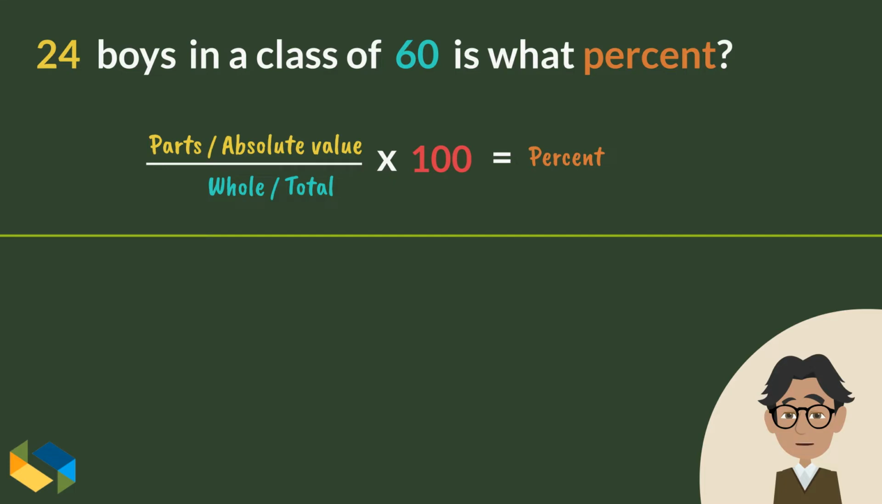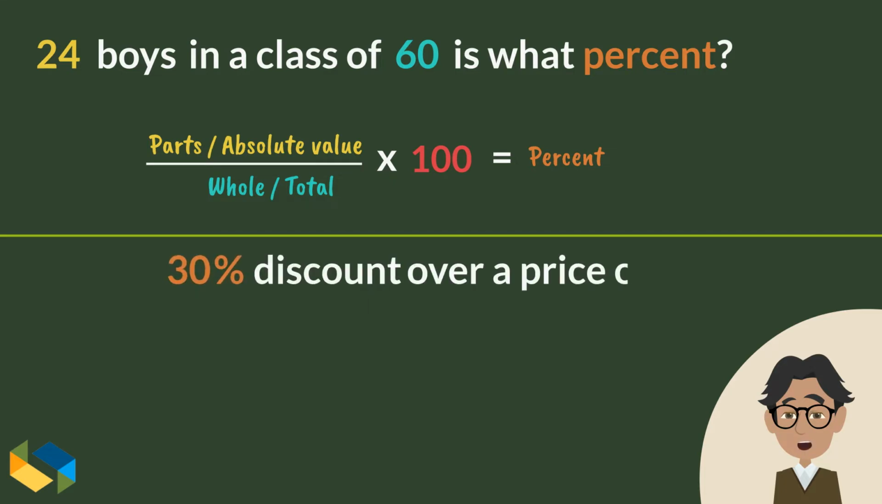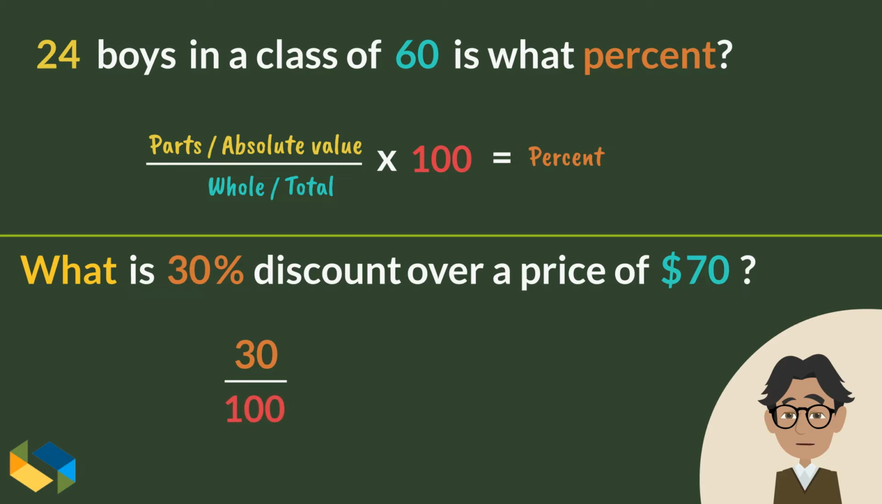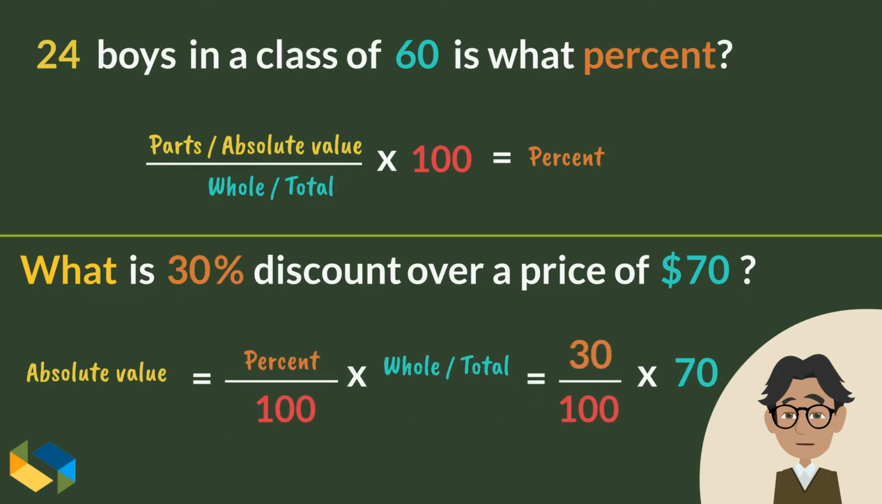Let's take another example with a slight twist. 30% discount over a price of $70. Here, we know the percent already, but have to calculate the actual value. 30% means 30 parts of 100, which is 30 by 100. We multiply this by the whole, which is 70, to get the discount in absolute terms, $21. The formula is as shown.